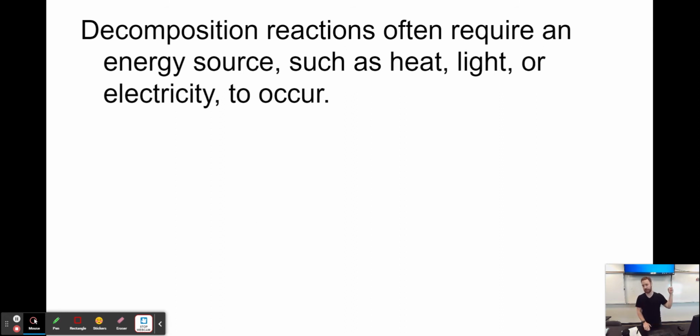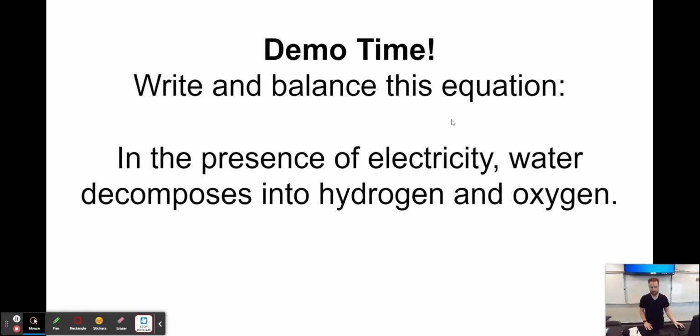Or if you shine a really bright light on it or a certain wavelength of laser or something like that, then it starts to break apart. Or if you run electricity through the sample, that will provide the energy to start breaking those bonds and causing that thing to break apart. So decomposition usually requires an input of energy.